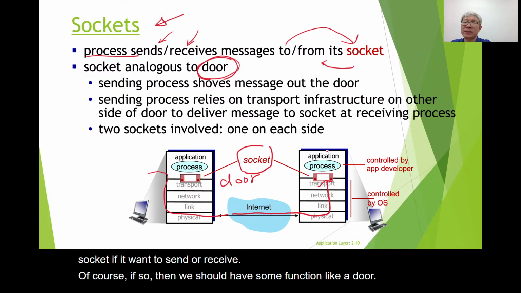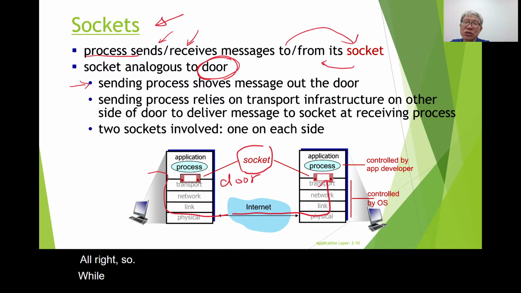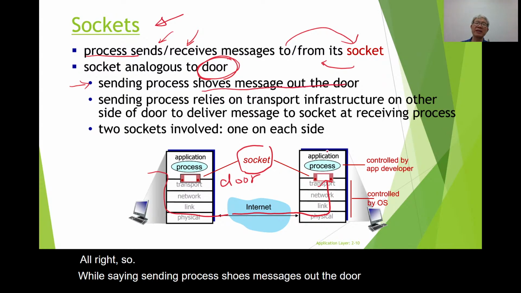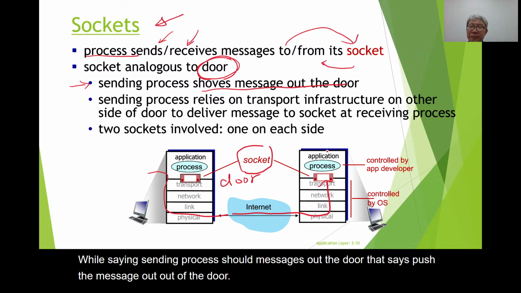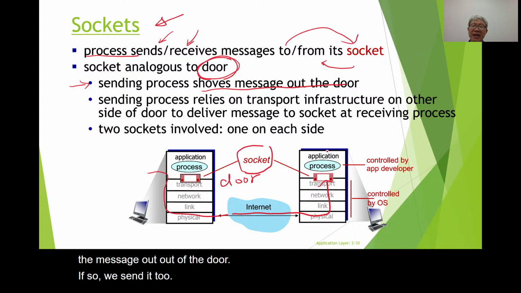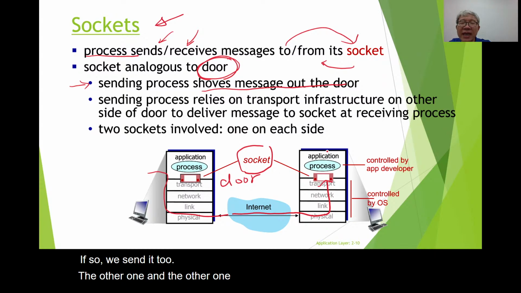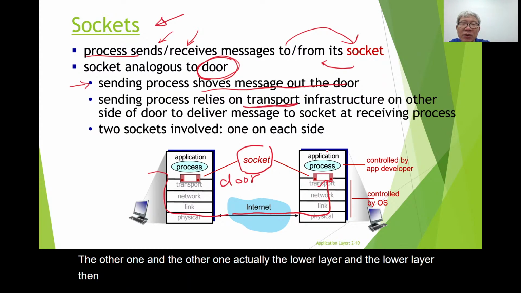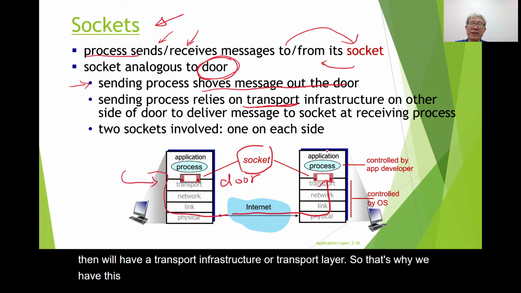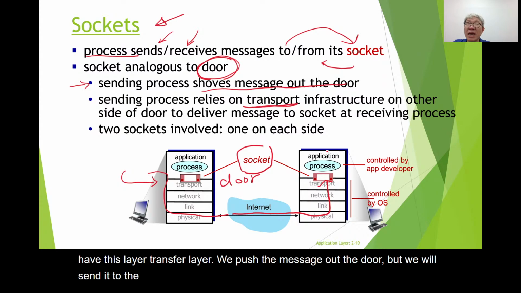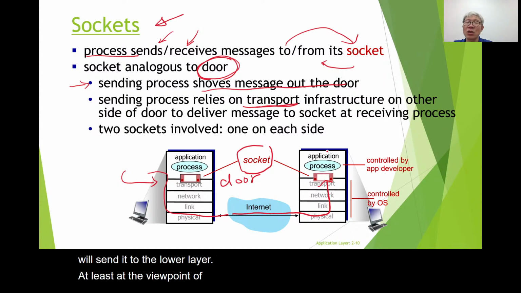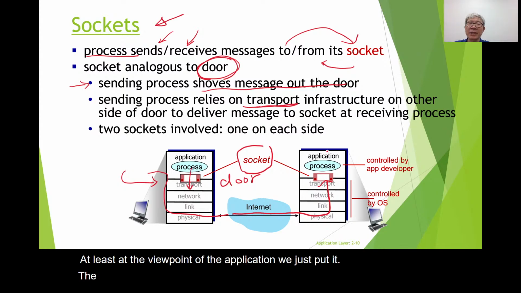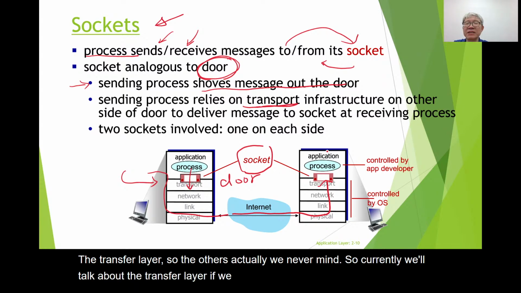All right, so the sending process shoots a message out the door. That says push the message out of the door. Then we send it to the other one, actually the lower layer, and the lower layer is the transport infrastructure, or transport layer. So that's why we have this transport layer. We push the message out the door, but we send it to the lower layer. From the viewpoint of the application, we just put it to the transport layer, and we never mind the others. So currently we will talk about the transport layer if we have socket programming.